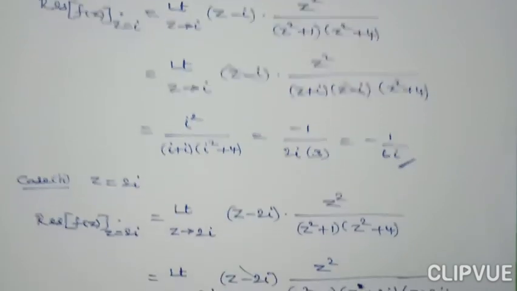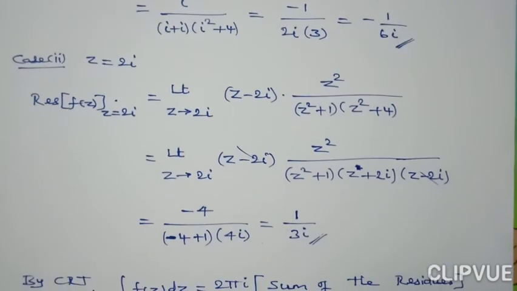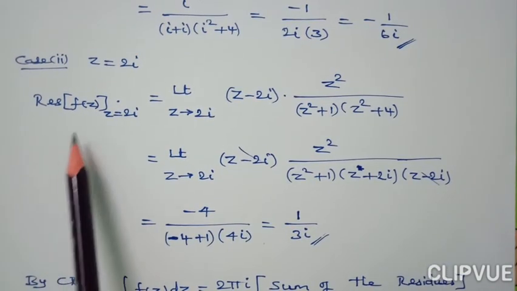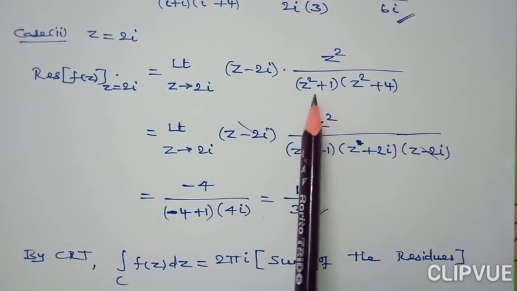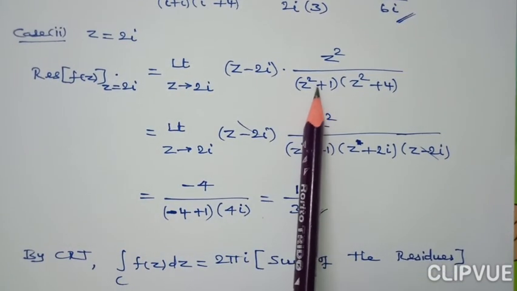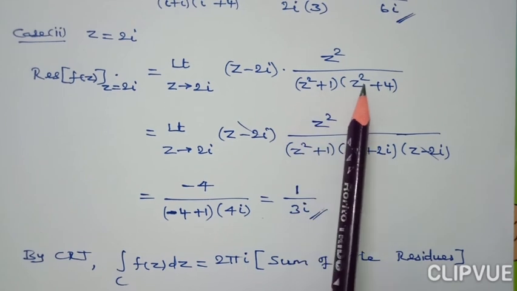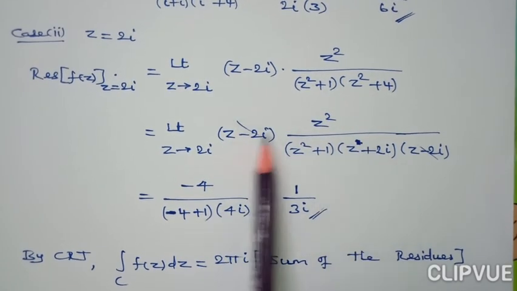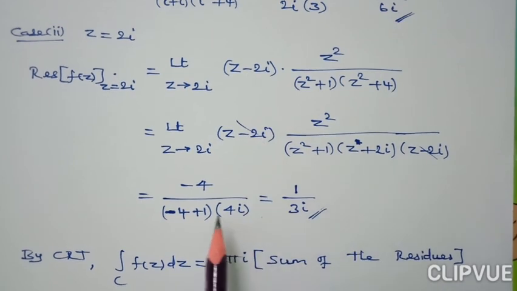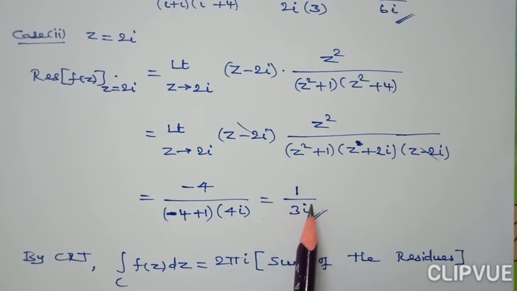Similarly, case 2, z equal to 2i. Again the same process: you need not simplify this, that is, no need to factorize this. Only the second term we need to write in factor form. After writing the factor form, cancel the same factors. After cancellation, apply limits, and you will get the answer 1 by 3i.